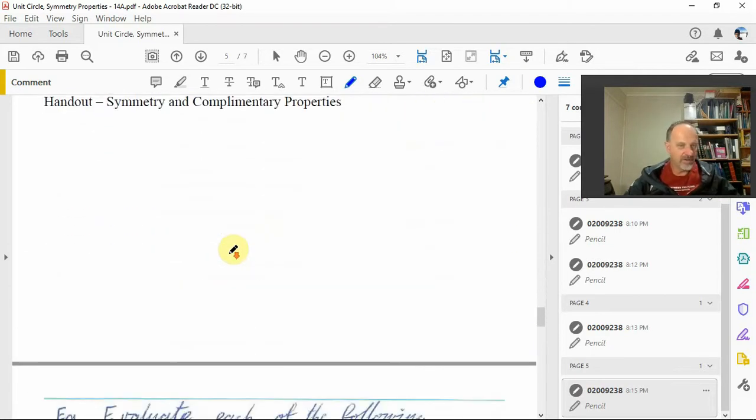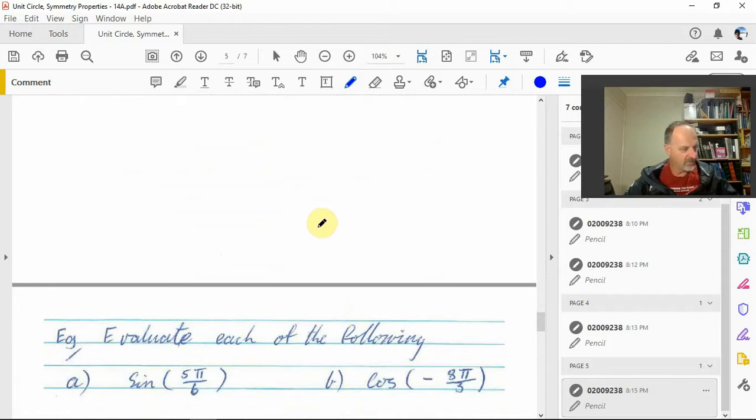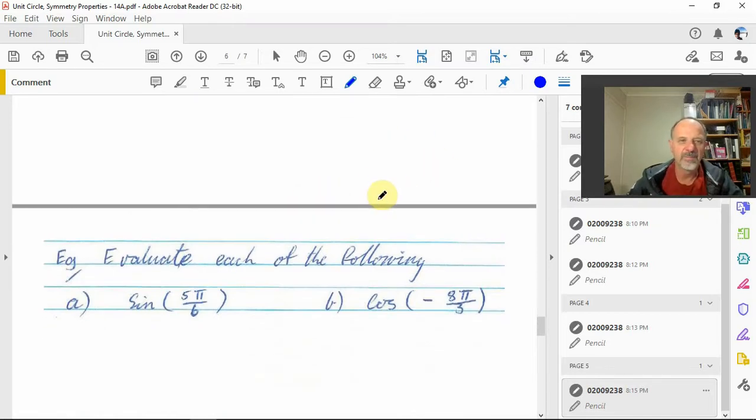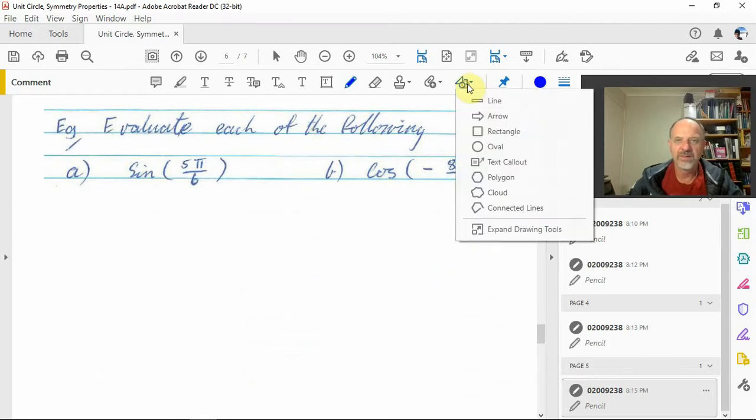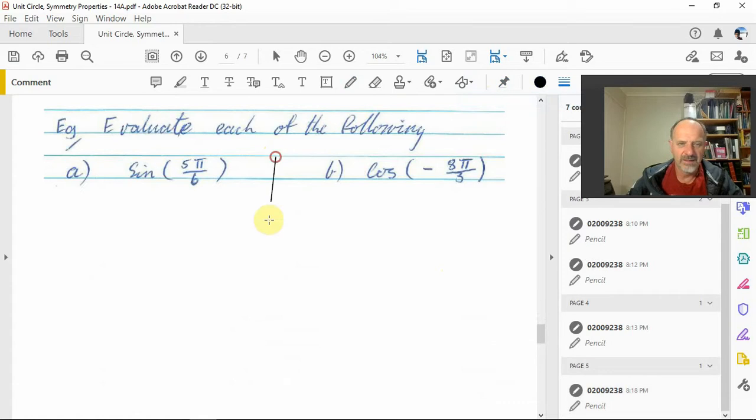So let us have a look at how we actually use this stuff. Here we've got a couple of examples. Evaluate each of the following. I'm going to put a big line down the middle there.